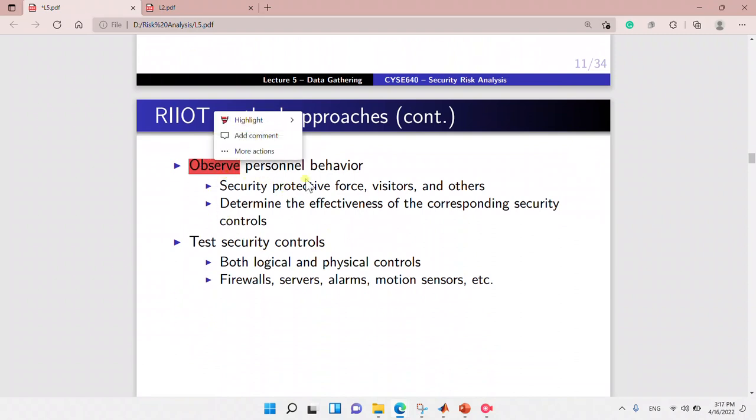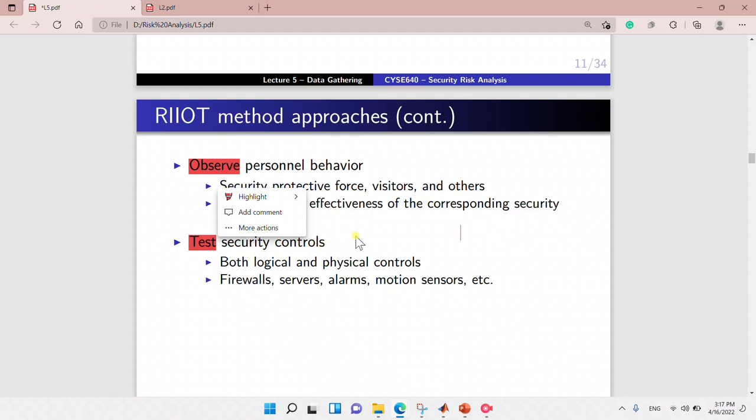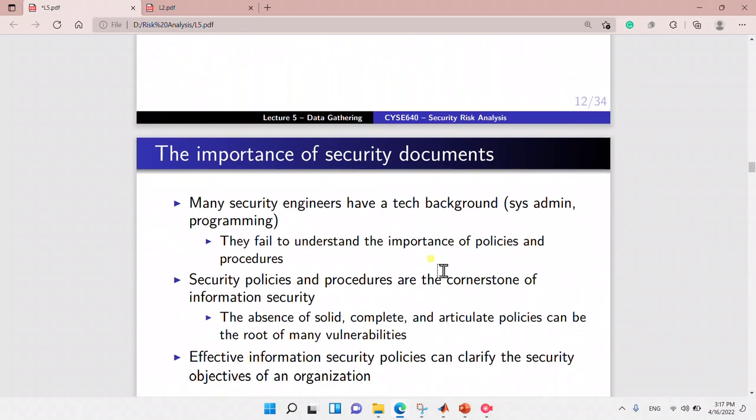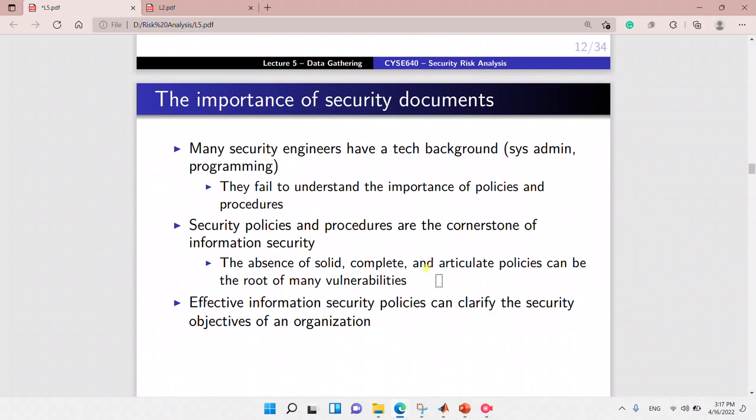Okay. هلأ عنا الـ observe. هاي بتكون عبارة عن protective force. Observe يعني منشوف منراقب الـ employees, الـ visitors إيش بيسووا. و determine the effectiveness of the corresponding security controls. لما نراقب بنشوف يعني هل الكنترولز نافعة ولا لا. تست سيكوريتي كنترولز، اوكي وي تست ذا فاير وول، سيرفر، الارم، موشن سنسرز.